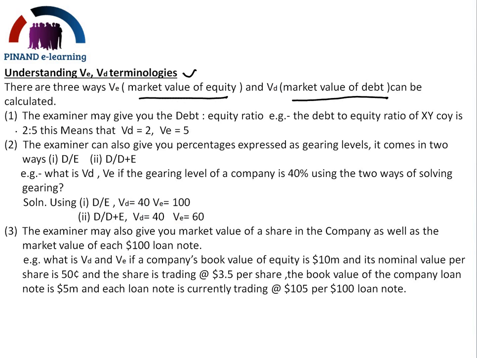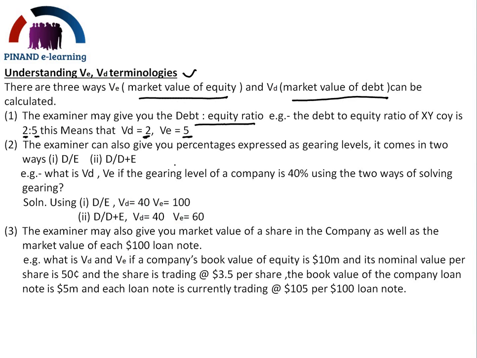One of the ways the examiner can give you the question for you to calculate VE, VD: the examiner may give you the debt to equity ratio, e.g. debt to equity ratio of XY company is 2.5. This means that VD is 2, VE is 5, because it said debt to equity. So this is debt, this is equity. So anywhere I see VD, I simply write 2. Anywhere I see VE, I simply write 5.